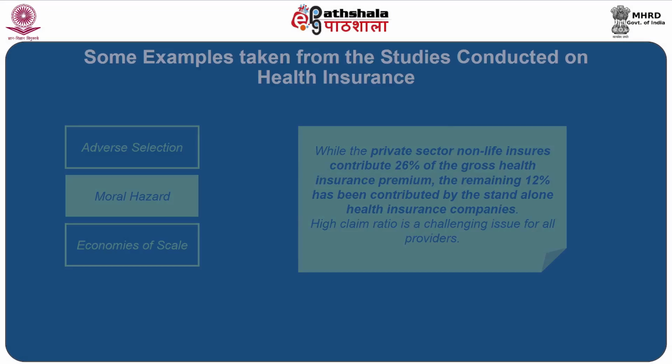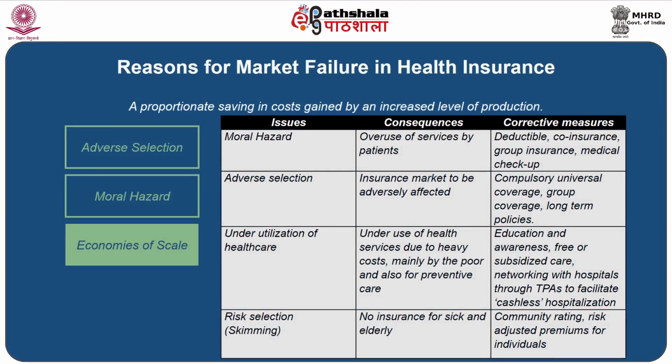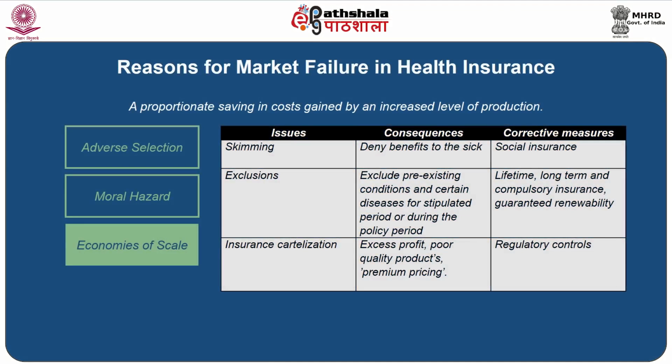The third reason for market failure in the health insurance market is economies of scale. A proportionate saving in cost gained by an increased level of production leads to economies of scale. So, the administrative costs of private insurance companies will be higher, which will be passed on to the insured. That is why there is a market failure due to economies of scale.